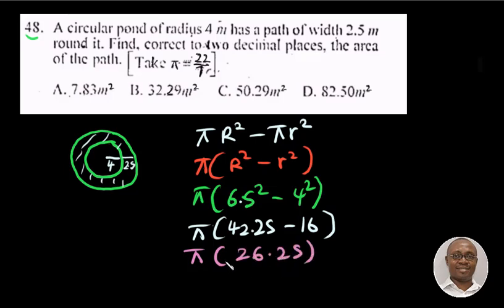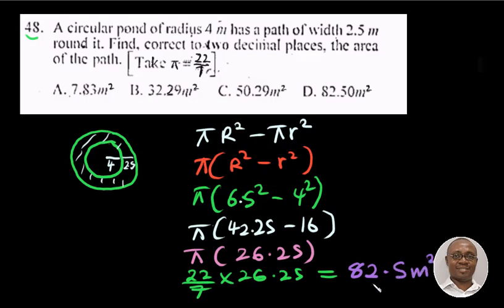If we go ahead to subtract 16 from this, we will have 26.25. Now remember we're given pi as 22/7, so we're going to multiply that with 26.25, and finally we are going to arrive at the answer, 82.5 meters squared, by the time you punch this into your calculator. So this is the final answer.